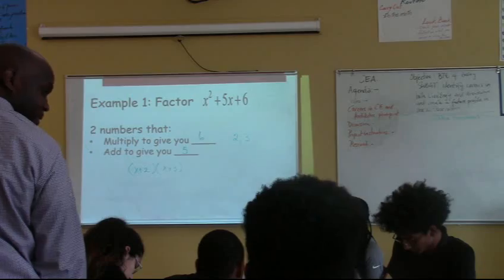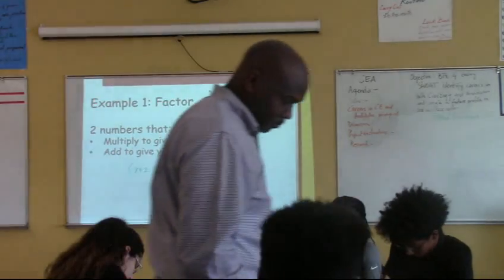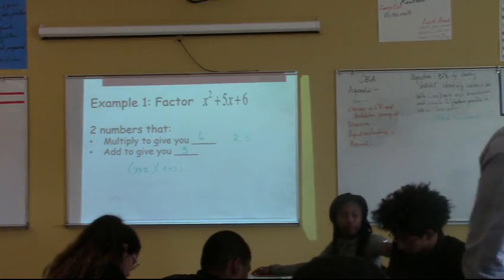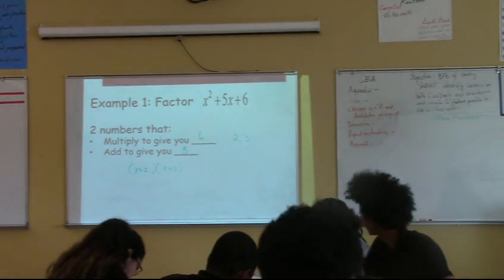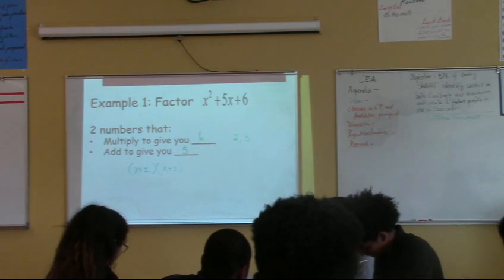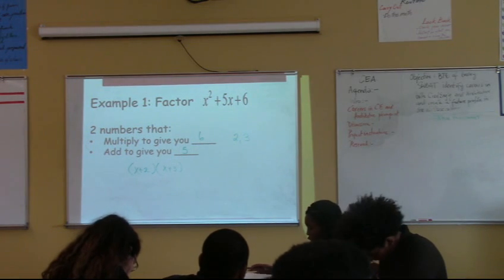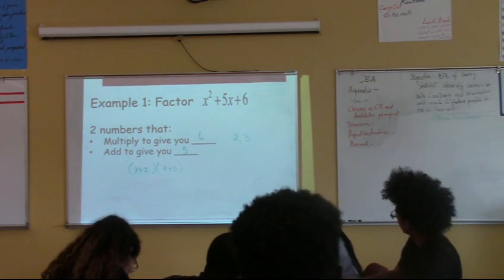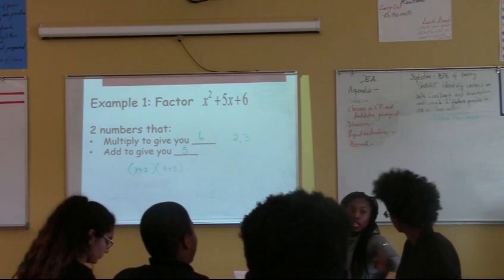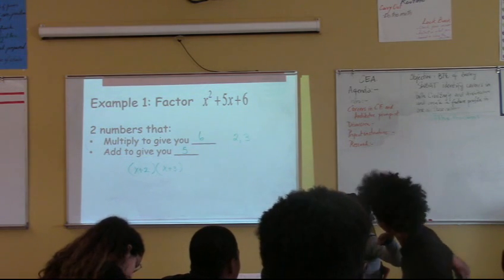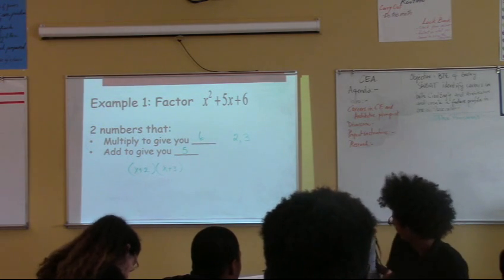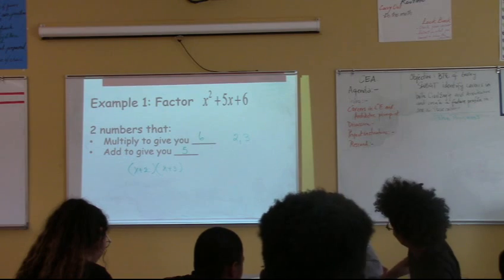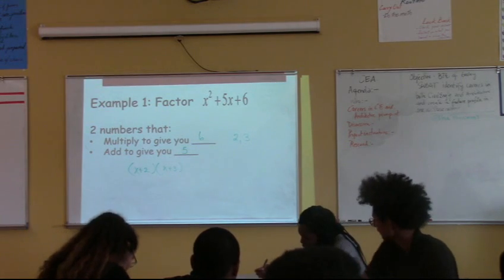Alright, can you come explain it to me? What you're trying to do is get two numbers. When we multiply them together, we get 6. So we look for the two factors of 6. What are those? Two numbers that will give you 6, right? 3 and 2. When we add them together, we get 5.